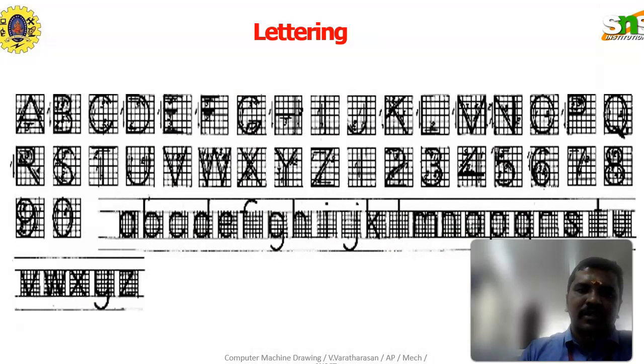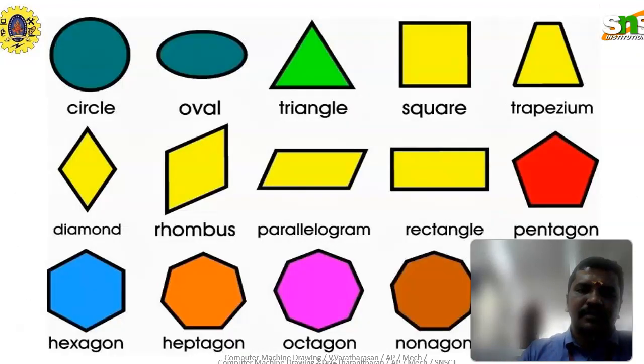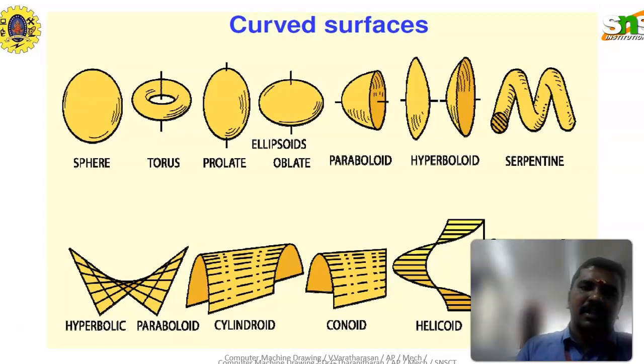Okay. So the different types of lettering, how they will be represented. What are the different types of figures and spaces that will be used? Different types of laminas or planes. These are the planes: sheets, pentagonal lamina, square lamina, triangle lamina. And the curved surfaces: sphere, prolate, oblate, cylindroid, cylindrical, hyperbolic, parabolic, hyperboloid. So how will they be represented?